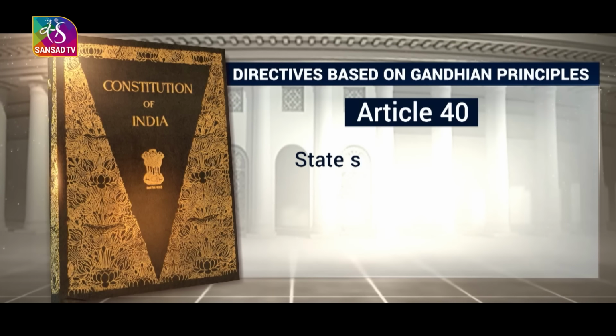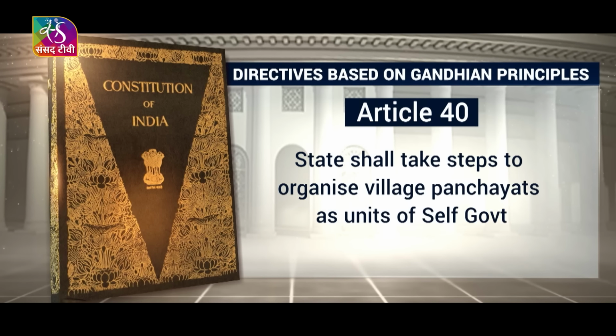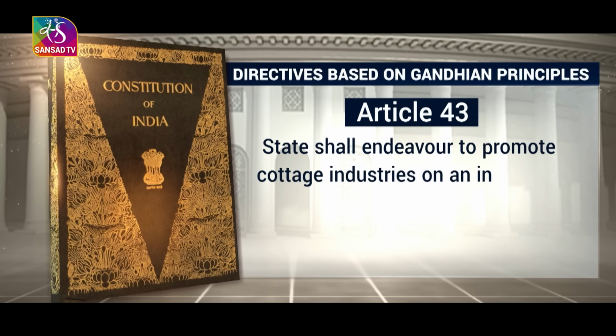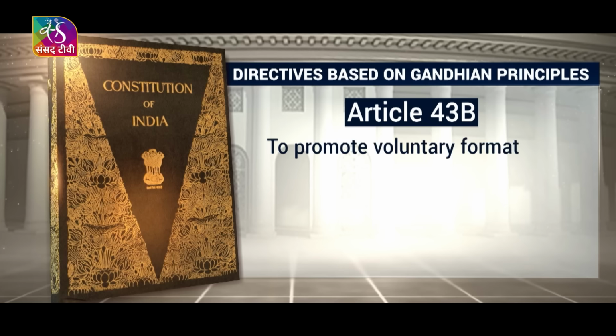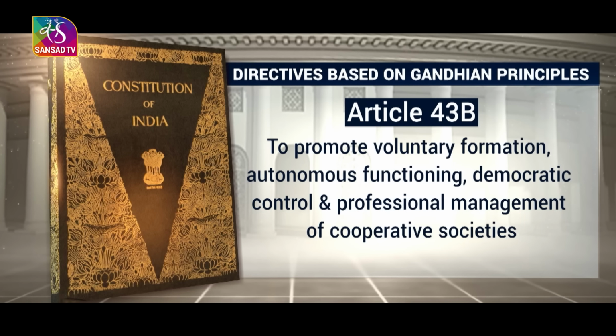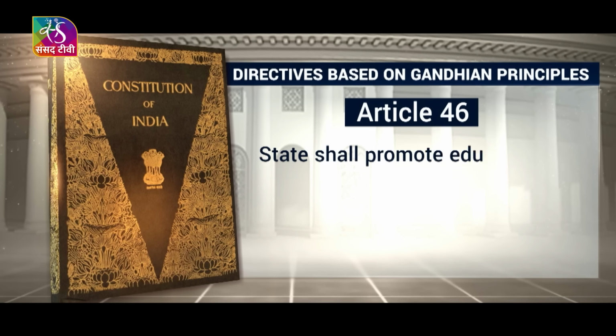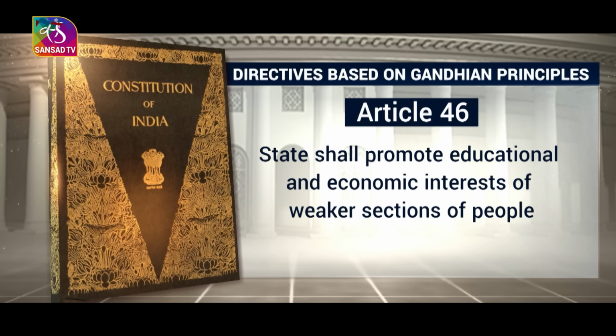Article 40. The state shall take steps to organize village panchayats as units of self-government. Article 43. The state shall endeavour to promote cottage industries on an individual or cooperative basis in rural areas. Article 43B. To promote voluntary formation, autonomous functioning, democratic control, and professional management of cooperative societies. Article 46. The state shall promote the educational and economic interests of the weaker sections of the people, particularly of the scheduled castes, scheduled tribes, and the other weaker sections.